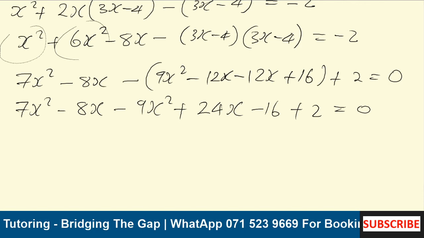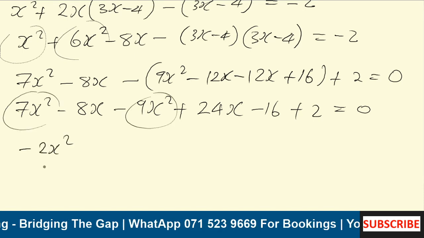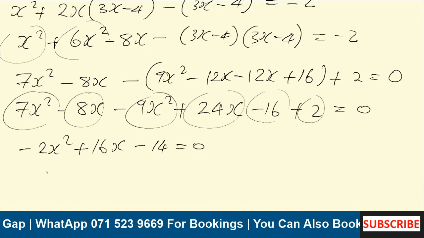This 2 gives me minus 2x squared, and then this 2 gives me plus 16x, and therefore this 2 gives me minus 14. And then I can divide the whole equation by negative 2.